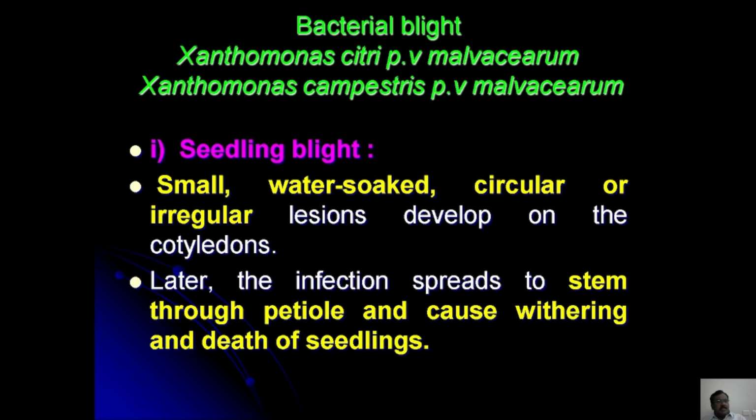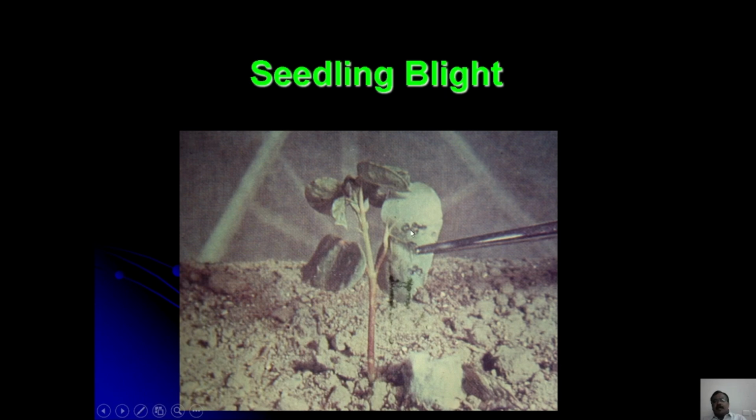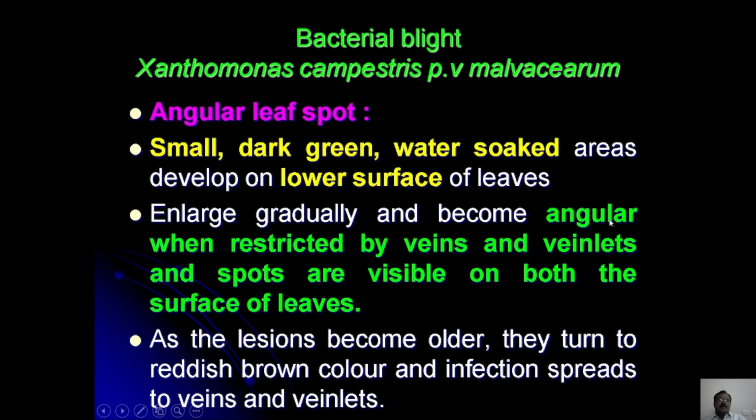During the seedling stage, the pathogen produces small water-soaked circular irregular lesions on the cotyledons. Later, the infection spreads to the stem also through the petiole and causes withering and death of the seedlings. This is the typical water-soaked lesions on the cotyledons, and the infection spreads through the veins to the petiole and then to the plant, leading to death of the seedlings.